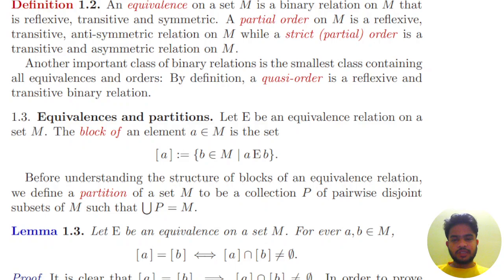Let us understand about equivalence and partitions. Let E be an equivalence relation on a set M. The block of an element a belonging to M is a set, given below. Before understanding the structure of blocks of an equivalence relation, we define a partition of a set M to be a collection P of pairwise disjoint subsets of M such that the union of the subsets of P equals M.